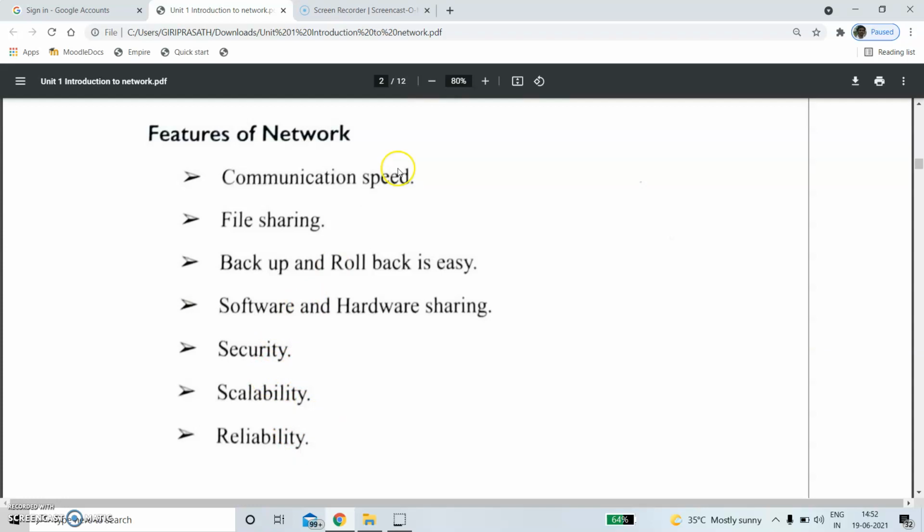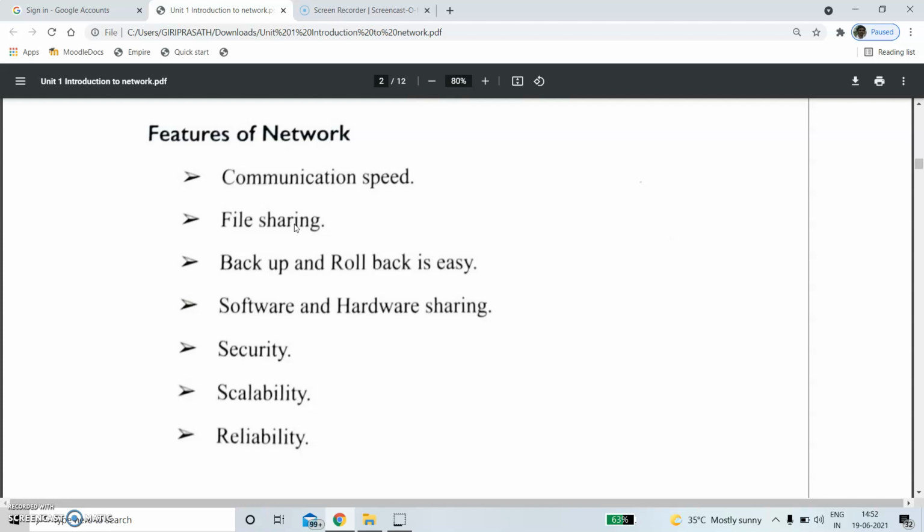Communication speed means we can access the network at maximum speed. File sharing means we can share any kind of files, whether a Word or Excel sheet, a PowerPoint, or other applications. Backup and rollback: if you want to save data, keep a copy of some data, you can take a backup and save one copy for future reference.